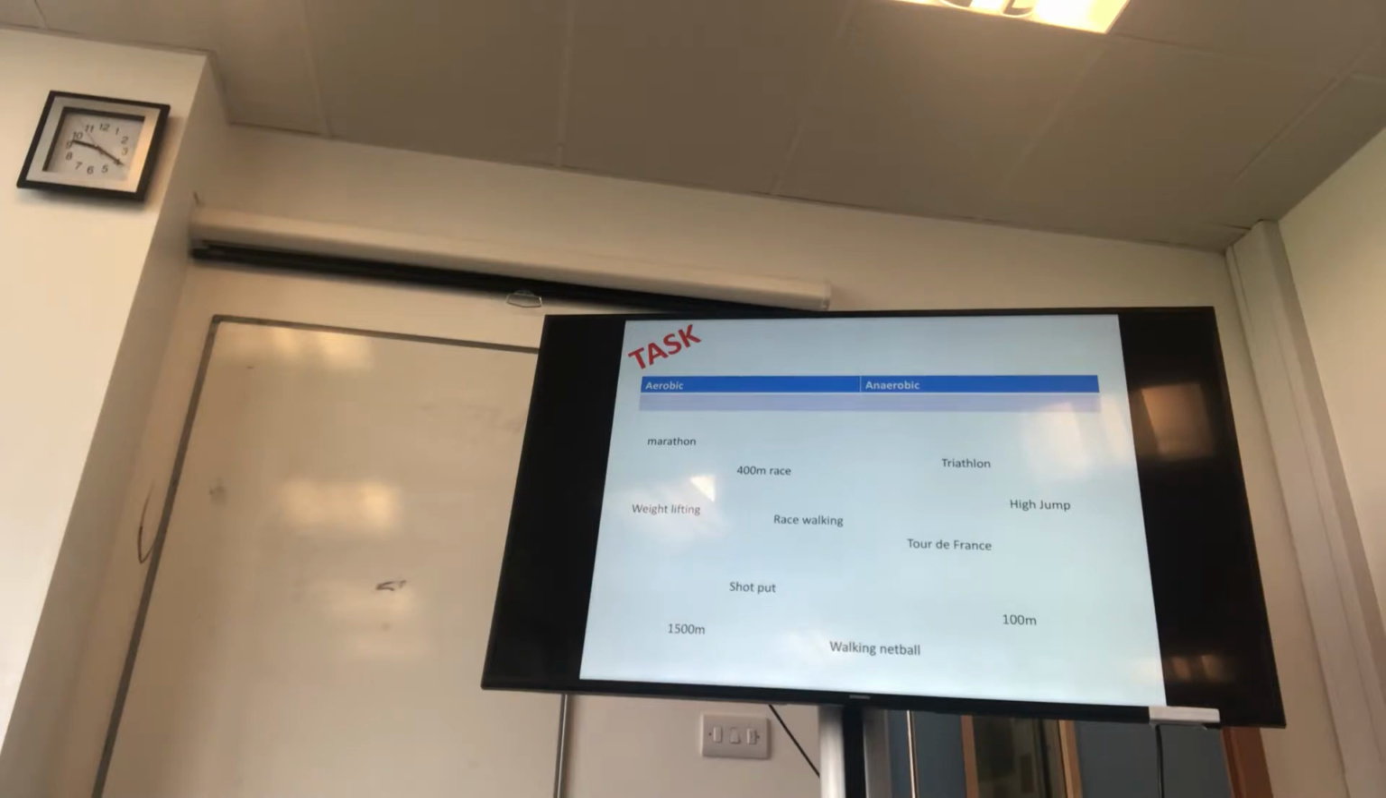So have a think about, is it high intensity, low intensity? Does it last for longer than 60 seconds? A really powerful movement would be high intensity, wouldn't it? Just that one big powerful movement.